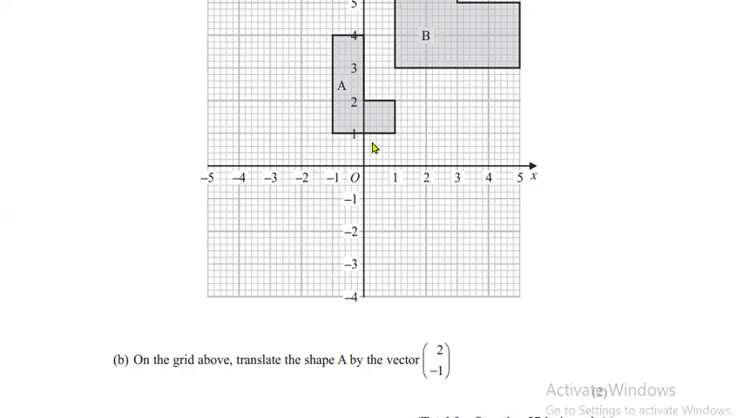First, we need to understand the meaning of the translation vector. A translation vector has two parts, the upper part and the lower part. The upper part describes what? Very good. It describes the right and left movement. If it's positive, we go to the right, depending on the x-axis. If it's negative, we go to the left. This is the upper part of the translation vector.